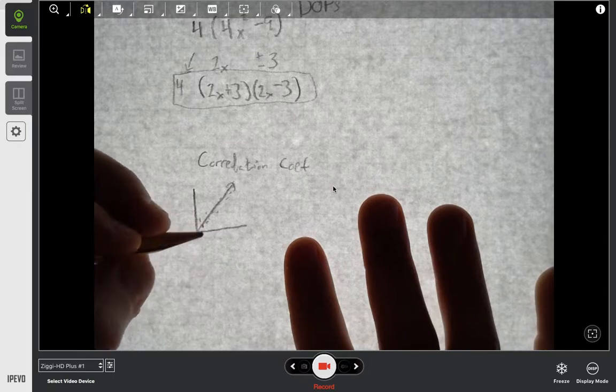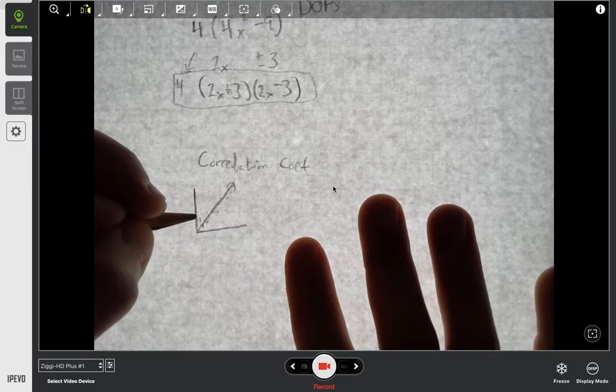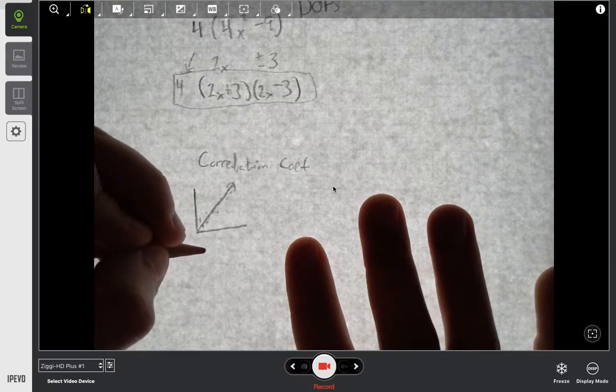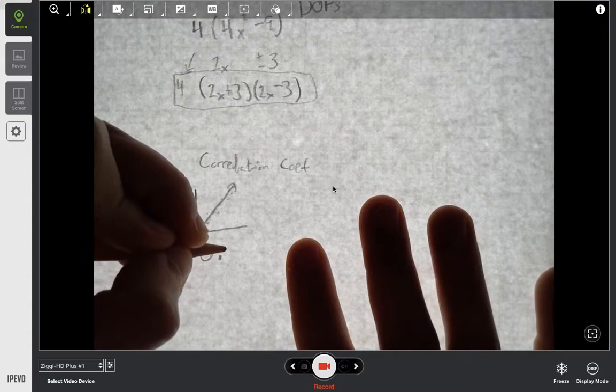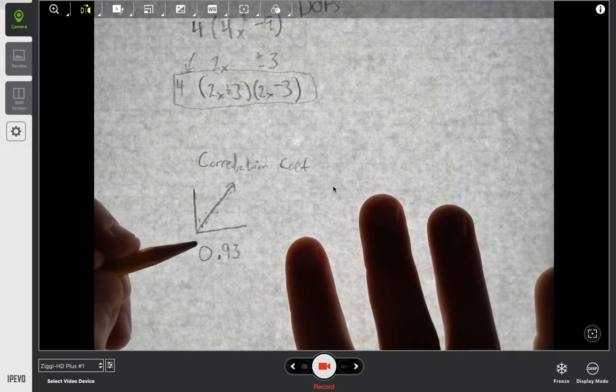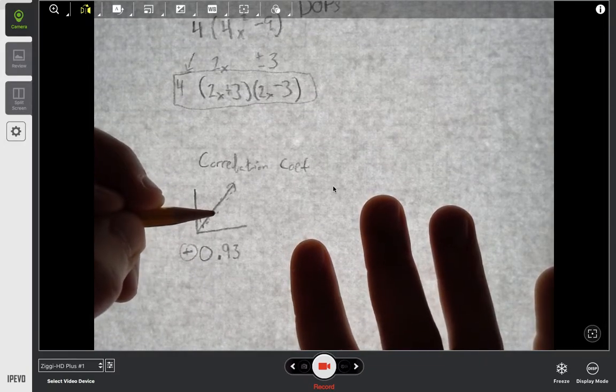When you see a line like that, your correlation coefficient, first of all, it's going to be positive, and since the dots are all really close to each other and it's easy to see a line of best fit, it'll be very close to 1, maybe something like 0.93 would be this one. It's positive, and the closer to 1 means the closer the dots.